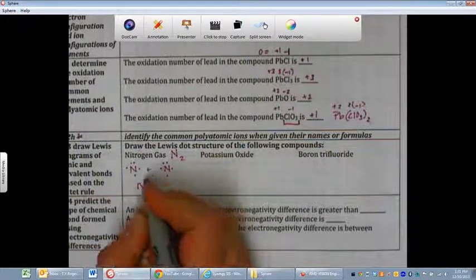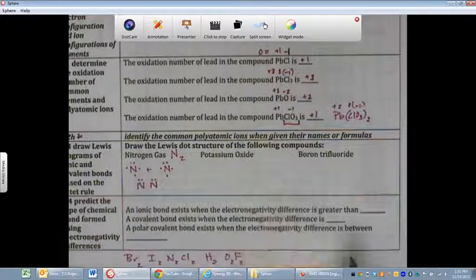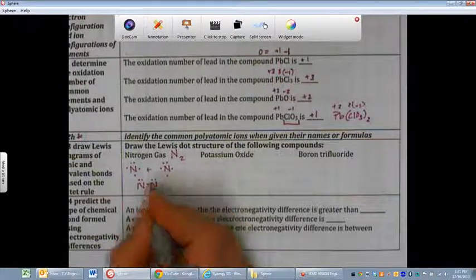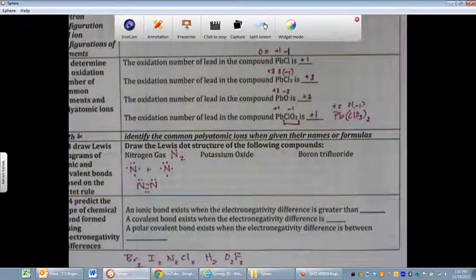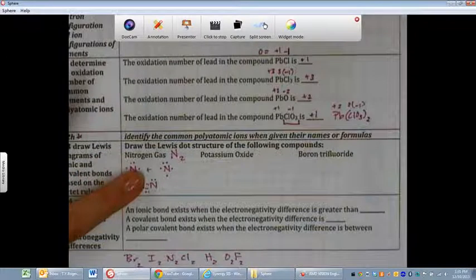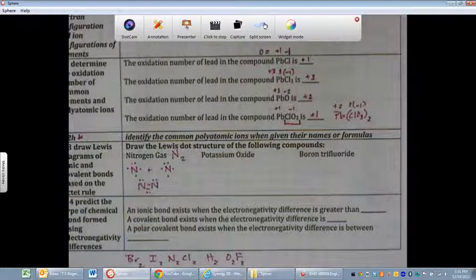So when your nitrogens come together, the paired ones are on top, the 2 in the center stay together, 2 on the bottom together, and then the 2 on the side. So I actually end up with a triple bond between nitrogen. That's making it so that that one has 8, and this one has 8, by sharing the 6 in the center.